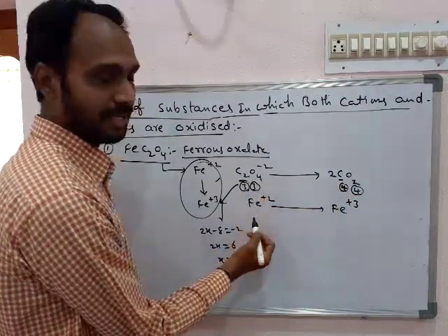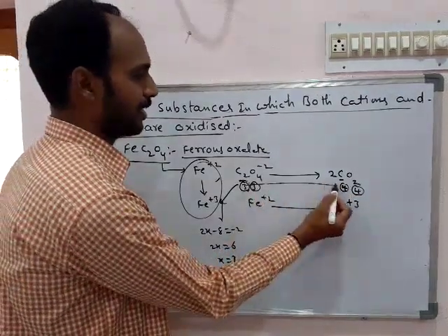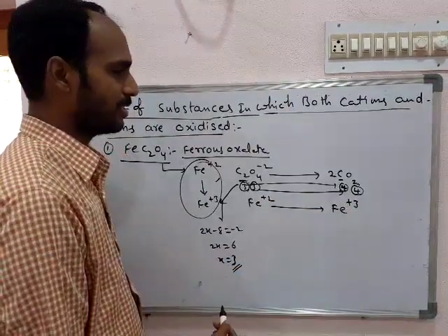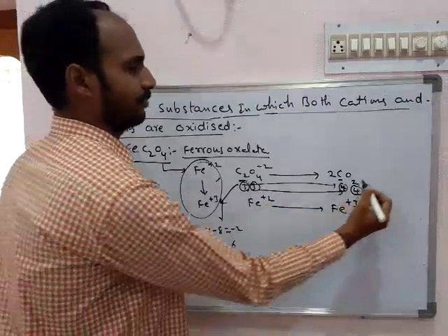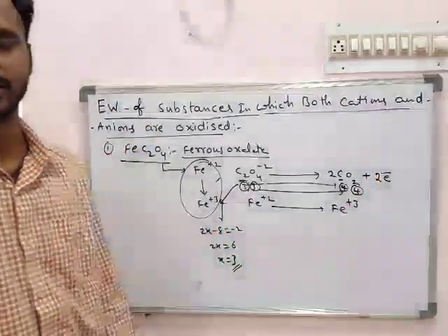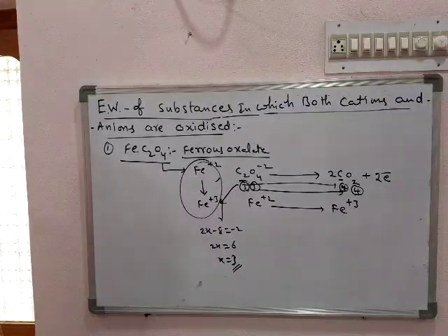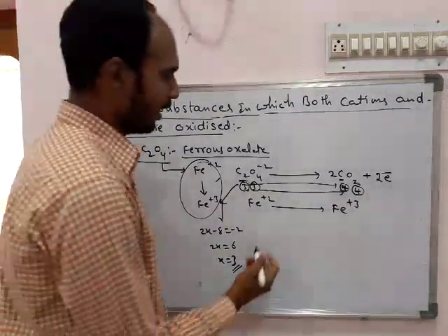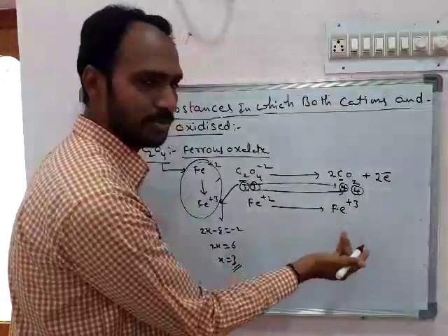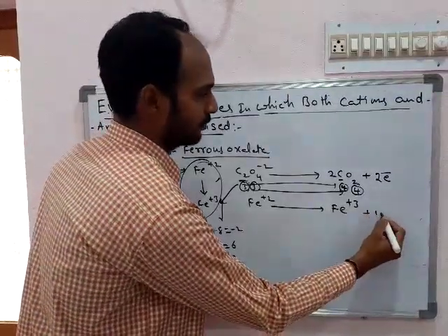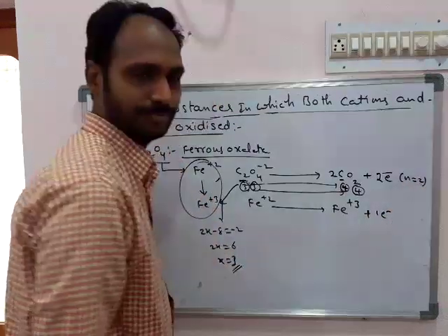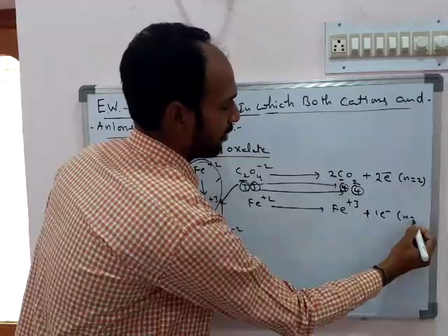So here what is the difference? Here +3 to +4. Again +3 to +4. Totally what is the change? Total losing of 2 electrons. Next, here Fe+2 becomes Fe+3, so it takes place by losing one more electron. But here the n factor is 2 and here the n factor is 1.